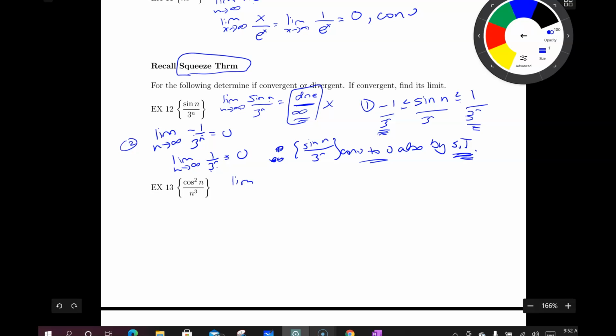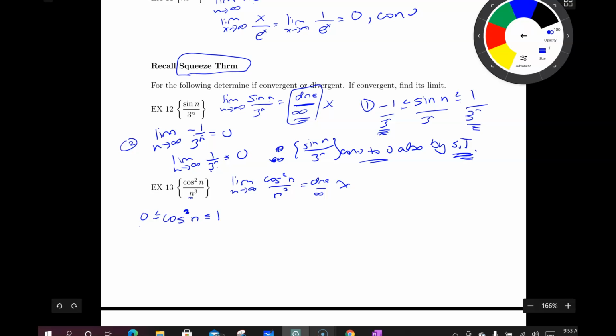So same thing with this one. If we were just to start doing it, I would get DNE over infinity. That's bad. So I'd say, okay, let's start off with a true fact I know about cosine squared to bound it on both sides. So I know it's smaller than or equal to 1. And since it's cosine squared, it's bounded on the other side by 0. So now I'm going to divide through by n cubed.